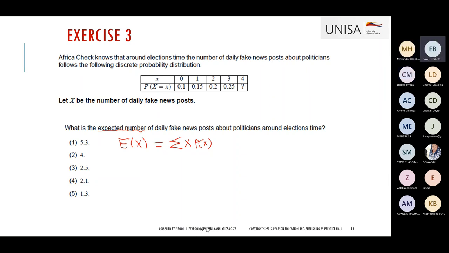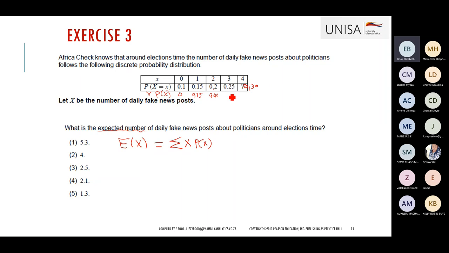Oh, okay. So let's do that because I think most of you are done with that question. We just need to multiply each X by its probability. I can write the answers on here. And we know that this one is 0.30. So 0 times 0.1 is 0, right? 1 times 0.15 is 0.15. 2 times 0.2 is 0.40.